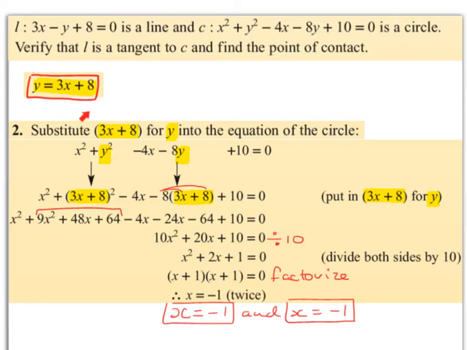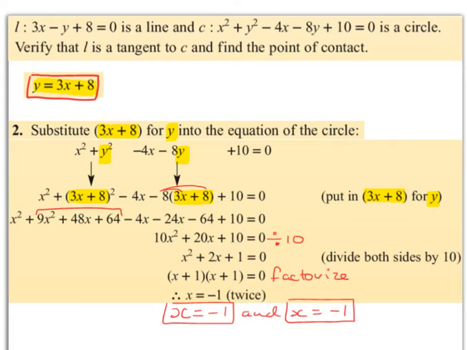So next we're going to substitute 3x plus 8 for y into the equation of the circle. So the equation of the circle is x squared plus y squared minus 4x minus 8y plus 10 is equal to 0. So we're going to swap each of those y's for a set of brackets and put 3x plus 8 inside the brackets. So we bring down the x squared. The plus y squared becomes plus bracket 3x plus 8 to be squared. The brackets are very, very important. Bring down the minus 4x, bring down the minus 8, swap that y for a set of brackets and 3x plus 8, bring down the plus 10 and equals 0.